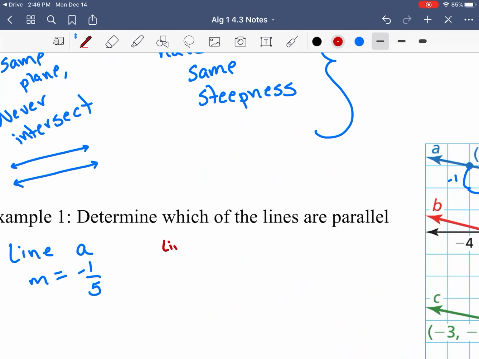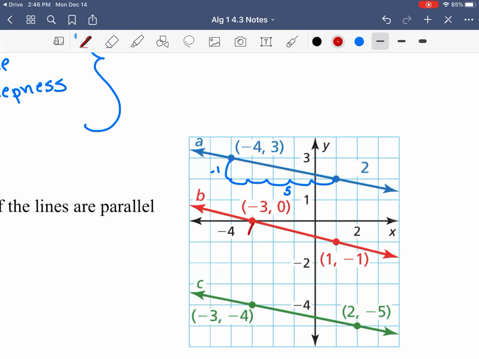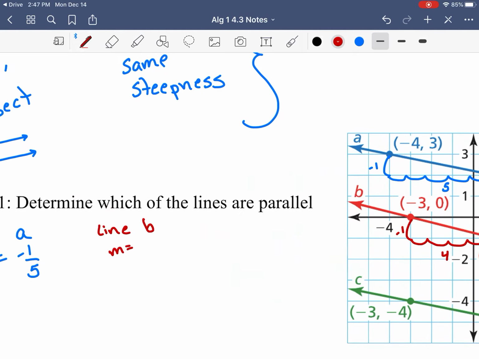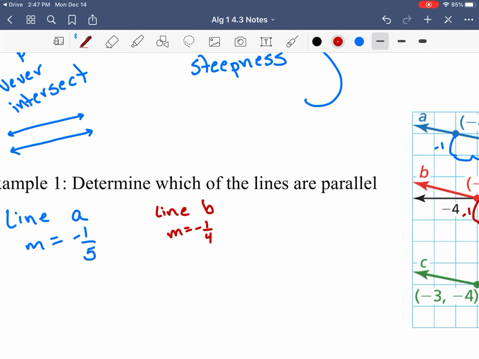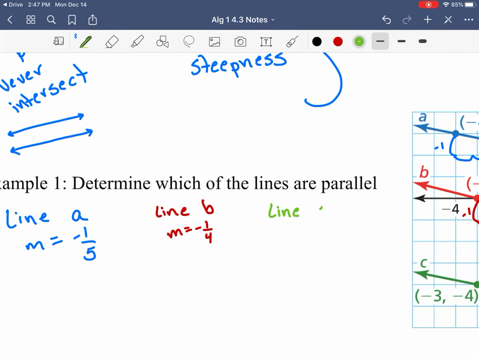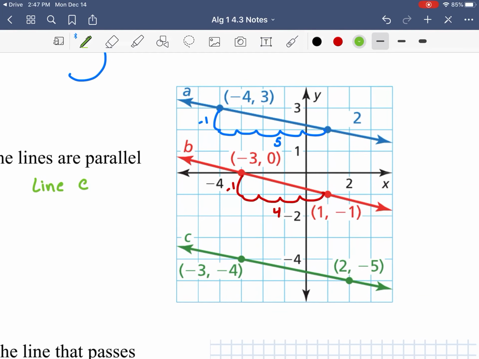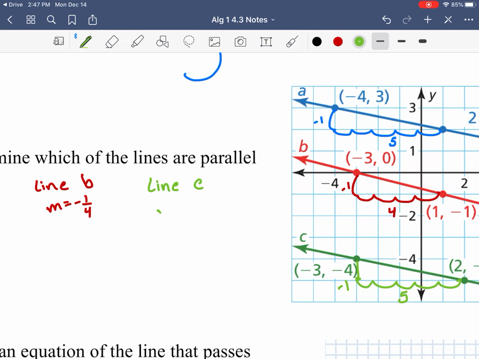So now for line B. The slope for line B is, we're going to do the same thing. This one looks like it's down 1, and then over 1, 2, 3, 4, over 4. So the slope of that one is down 1 over 4, so negative 1 over 4. So I can tell those two are not parallel. They do not have the same slopes. We have one more line, line C. This one, down 1, over 1, 2, 3, 4, 5, over 5. So the slope for line C is down 1 over 5.